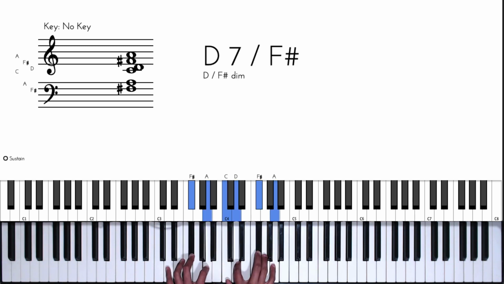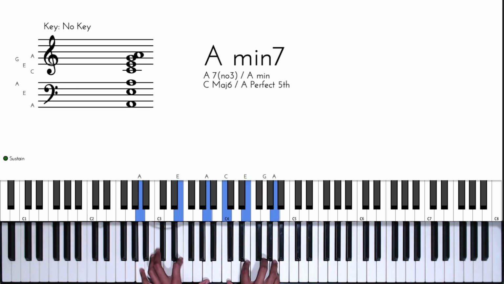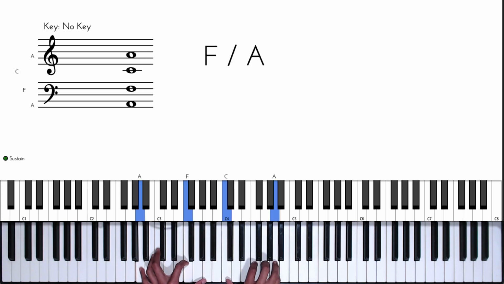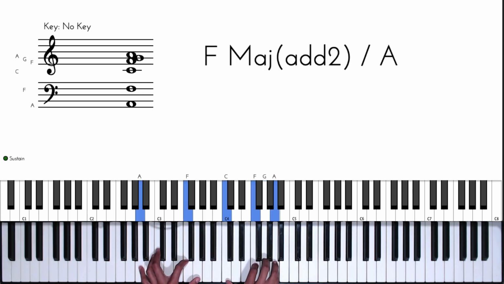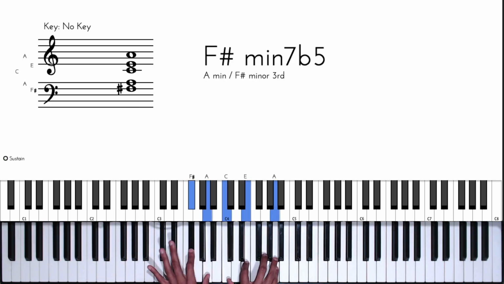We use the 2 in this section, but we can actually also think about it as an F sharp half diminished, right? So it would be something like this. Basically playing either an A minor 6 or an F sharp half diminished, right?